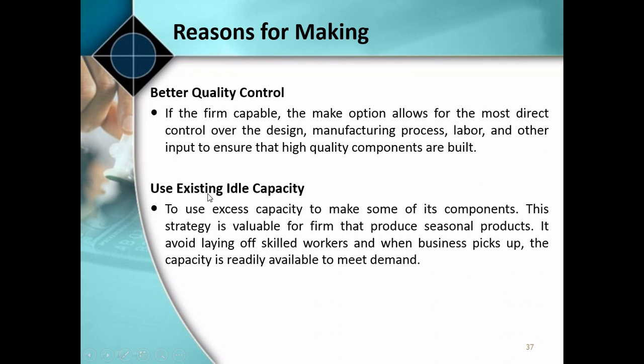Okay, so ni kata use existing idle capacity ni maknanya dia guna benda yang dah memang ada dekat organisation. Okay, so sebab dia bagi contoh, dia kata for example organisation yang produce seasonal product. Let's say organisation tu dia buat baju sejuk. Okay, dia buat baju untuk time musim sejuk je. Dah time musim bunga, time musim panas, takkan dia tak buat kerja kan? Okay, so maksud dia, untuk avoid laying off skill worker, which is dia bayar gaji pekerja kan. Padahal pekerja tu buat kerja time winter je contoh.